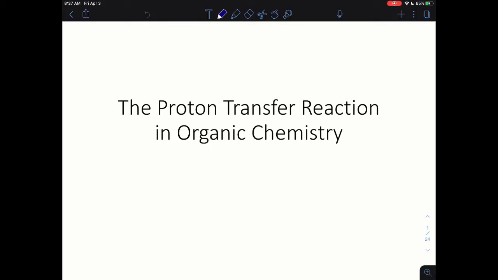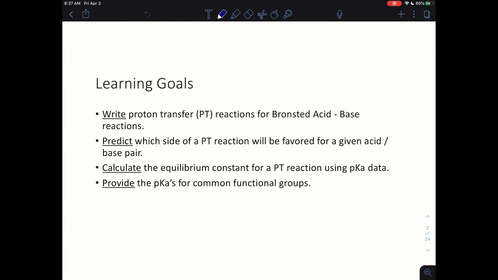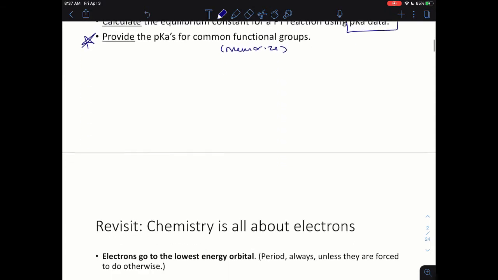In this video, we're going to think about the proton transfer reaction and how it applies to organic chemistry. Our goals are to be able to write proton transfer reactions for Bronsted-Lowry acid-base combinations, to predict what side of a proton transfer reaction will be favored for a given acid-base pair at equilibrium. And then finally, we would like to calculate the equilibrium constant for a proton transfer reaction using pKa data. And there's some pKa data for common functional groups that we're going to need to memorize.